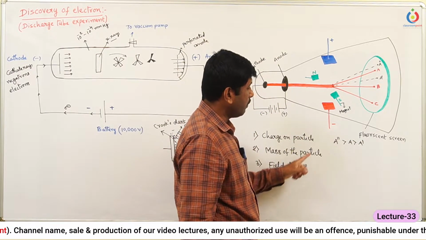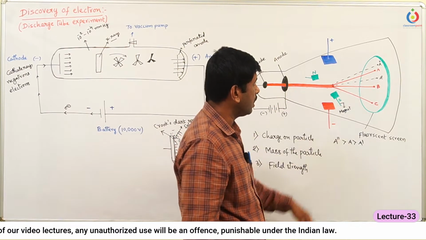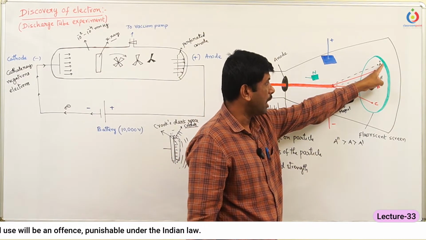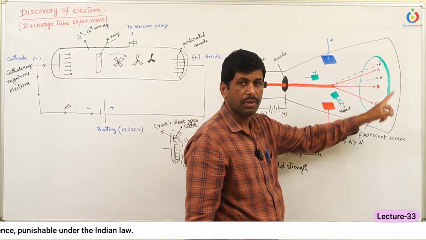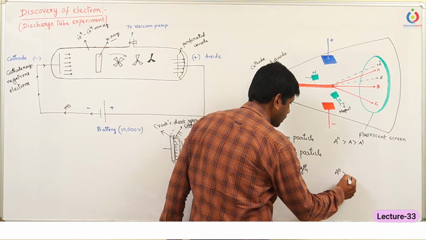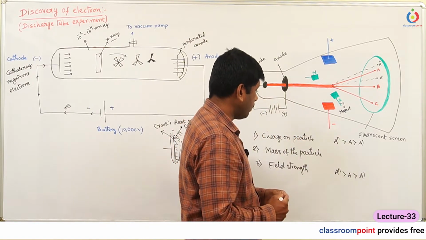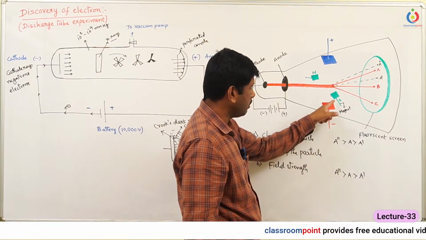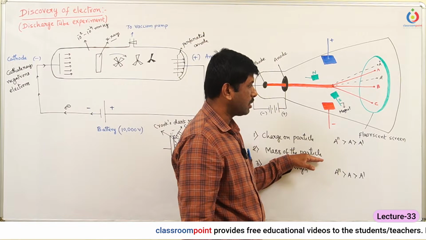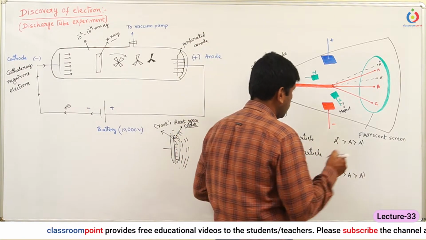Even when field strength is applied, the same type of order applies. When field strength increases, attraction also increases, and again deviation increases. So here a higher field, a lesser field, and an even lesser field here. So field strength also follows the same order, A double dash, A dash. Then what about the mass of the particle? Mass of the particle is measured using the magnetic field. The higher the mass of the particle, the less the deviation, and the lighter the particle, the more the deviation. So now let us see here.